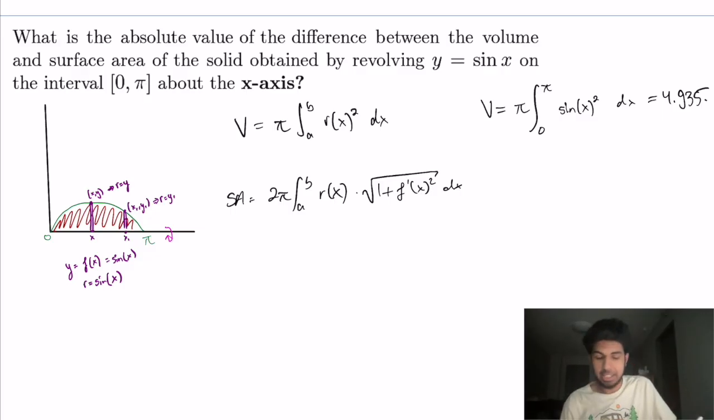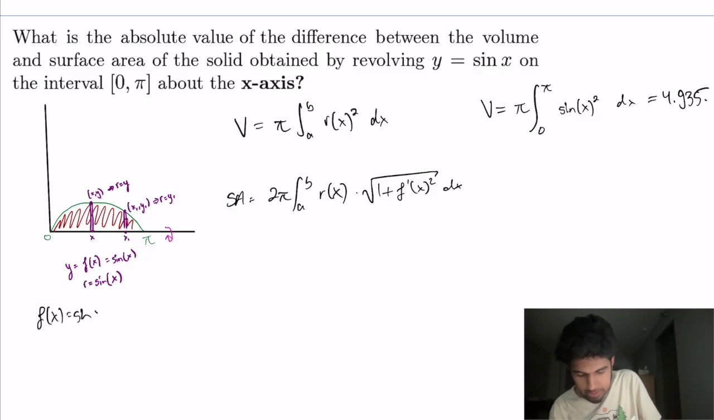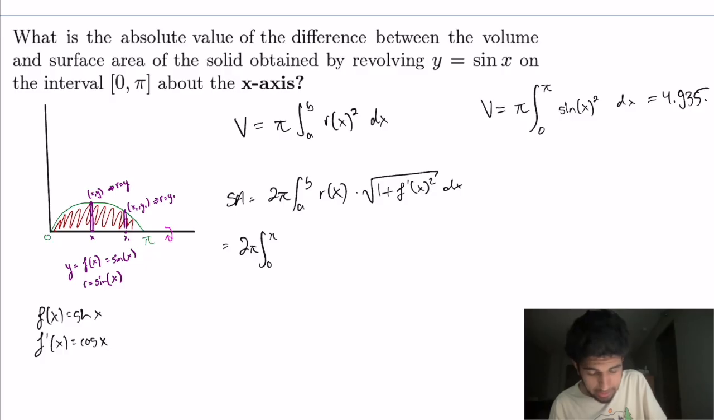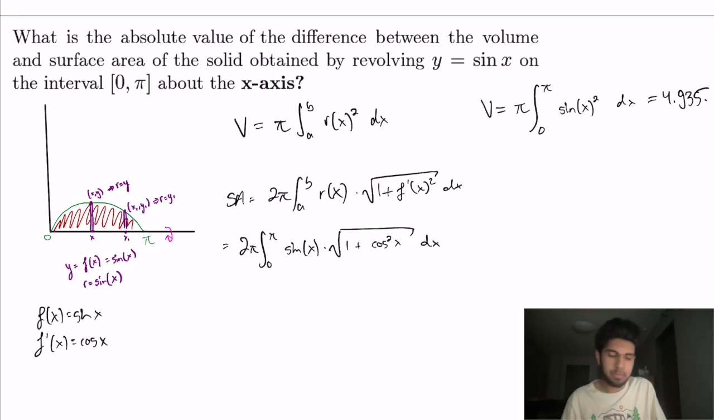f of x is sine of x, so if f of x equals sine of x, then f prime of x equals cosine of x. And we're ready to solve. 2 pi integral 0 to pi of sine of x times square root of 1 plus cosine squared of x dx. Okay, now it's about solving this.